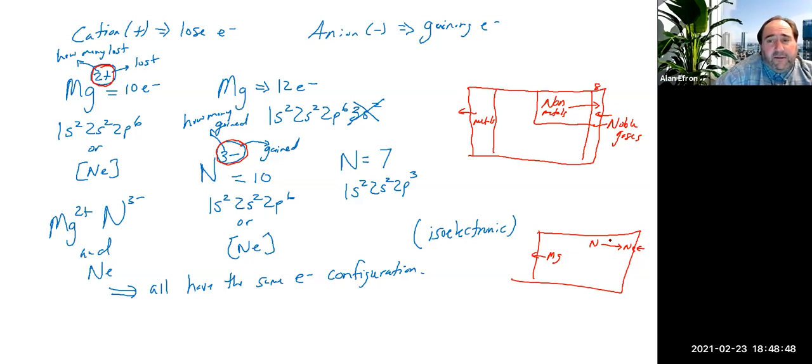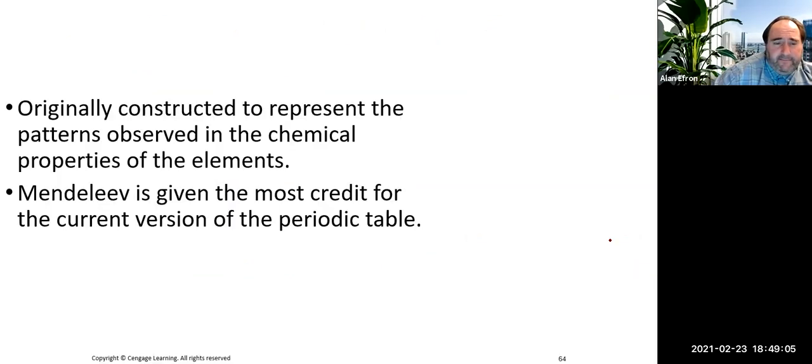Any questions on, again, how to write electron configuration? So you need to be able to write electron configuration for things that are neutral and things that have charges. Then we'll continue on here. We're going to talk a little bit about the periodic table, maybe some periodic trends.